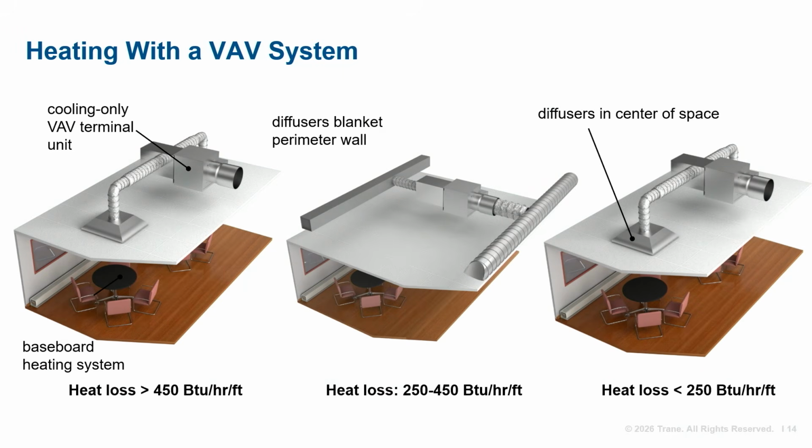Now, I've mentioned heating a few times, so let's explore this. When heating, the VAV box damper may be at its minimum position to ensure adequate ventilation and recirculated air. There are a variety of ways these systems can provide heat, ranging from baseboard heating to varying types of diffusers. Next, let's look at system operation.